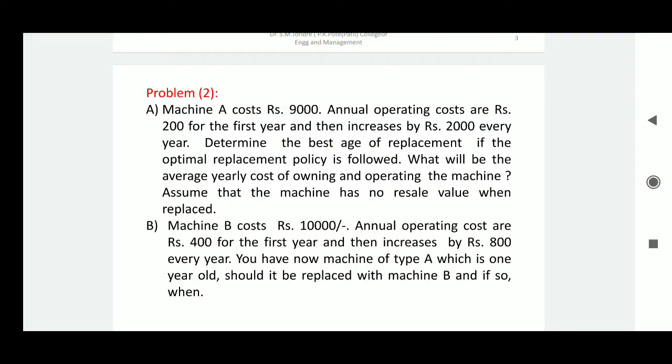Hello. In the previous lecture, we have seen that we have solved one problem. Now we will see the second problem.